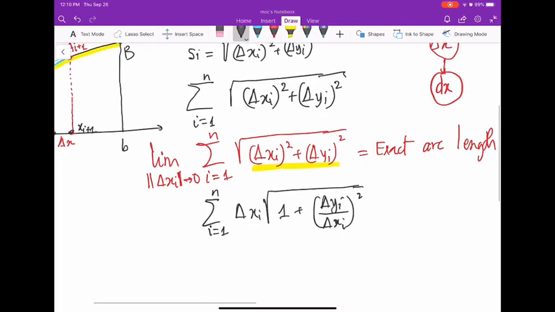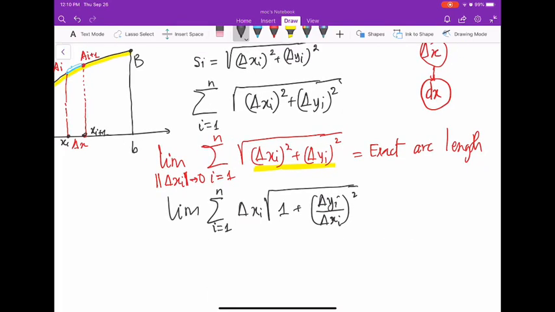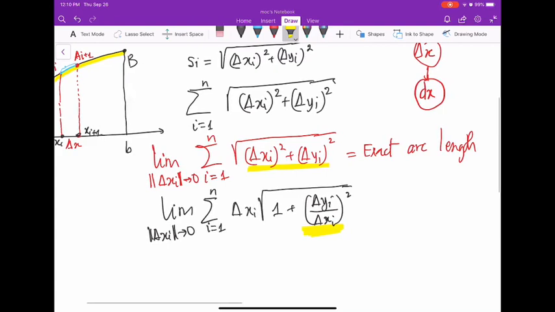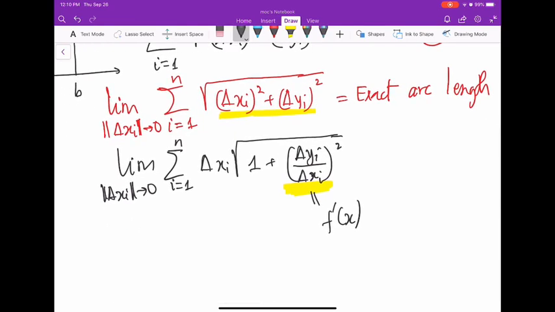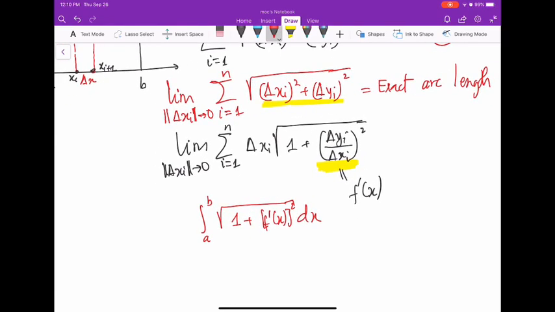Okay. And when you consider the limit, we have this part equal to f prime of x. So our integral will look like the integral from a to b of the square root of 1 plus (f prime of x) squared, and then dx. And this is the arc length.